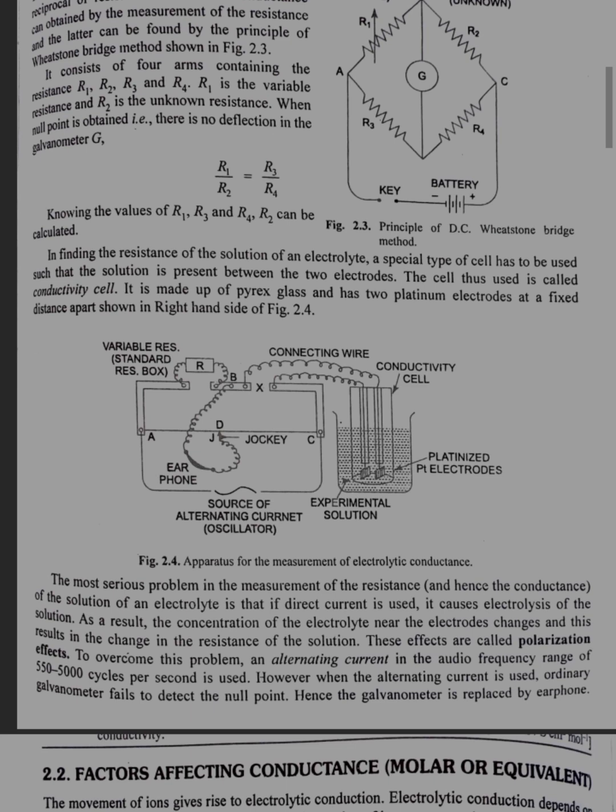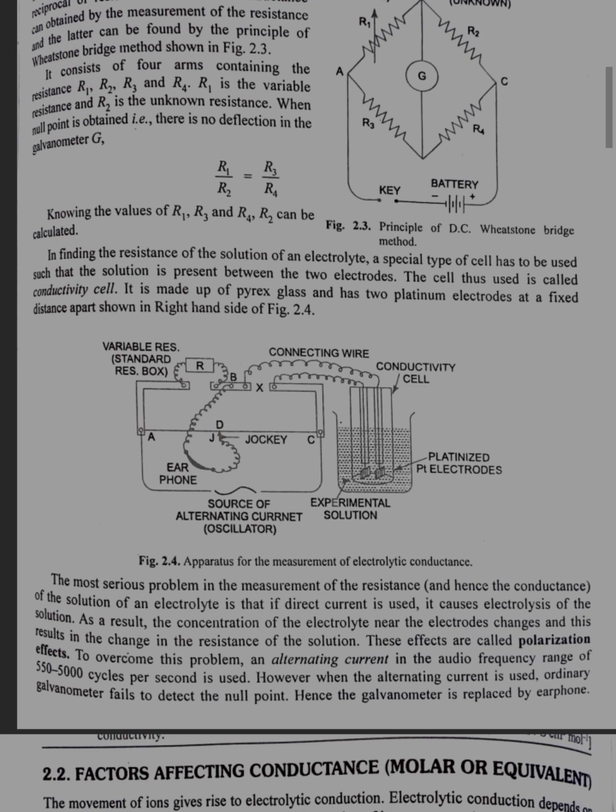In finding the resistance of a solution of an electrolyte, a special type of cell has to be used such that the solution is present between two electrodes. The cell thus used is called a conductivity cell. It is made up of Pyrex glass and has two platinum electrodes at a fixed distance apart, shown on the right-hand side. The most serious problem in the measurement of resistance, and hence the conductance, of a solution of an electrolyte is that if direct current is used, it causes electrolysis of the solution.